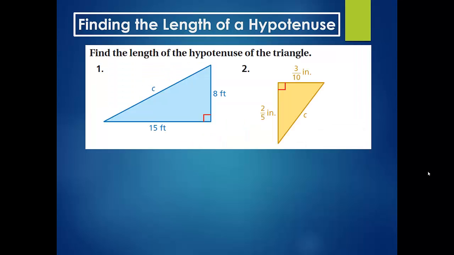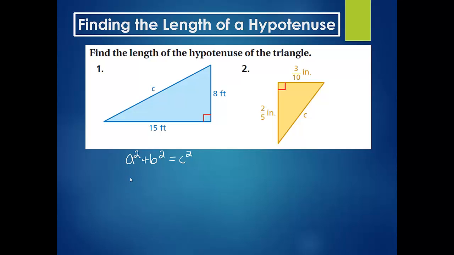Now we'll look at finding the length of a hypotenuse. So we're going to find the length of the hypotenuse of the triangle. So for number 1, we have that a squared plus b squared equals c squared. What we do not know is c. We do not have the length of the hypotenuse. For the legs, we have 8 feet and 15 feet. It doesn't matter if a represents 8 feet or if it represents 15 feet, as long as we use both 8 and 15 for a and b.